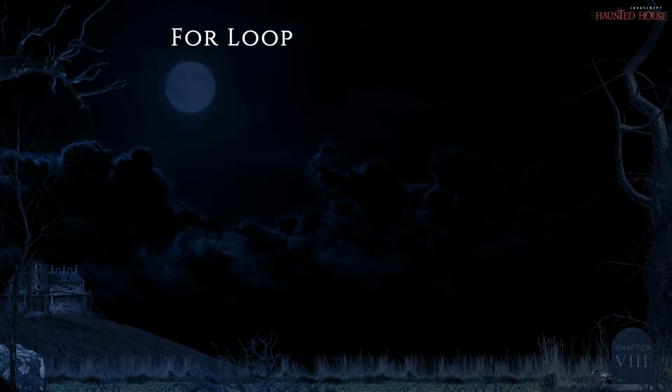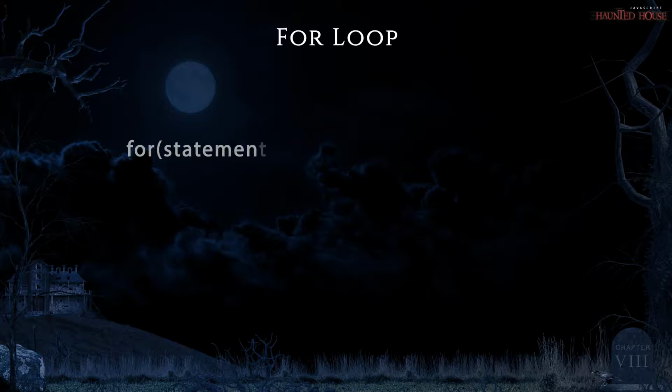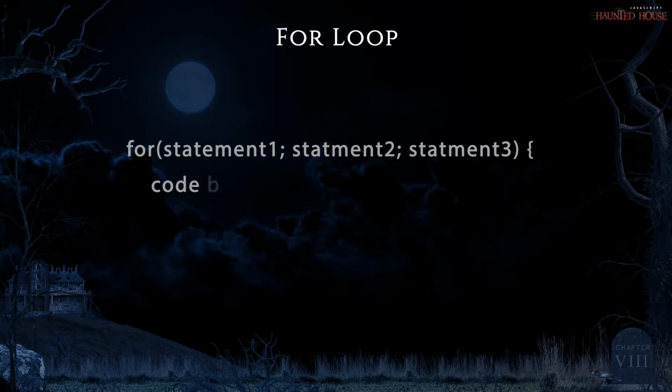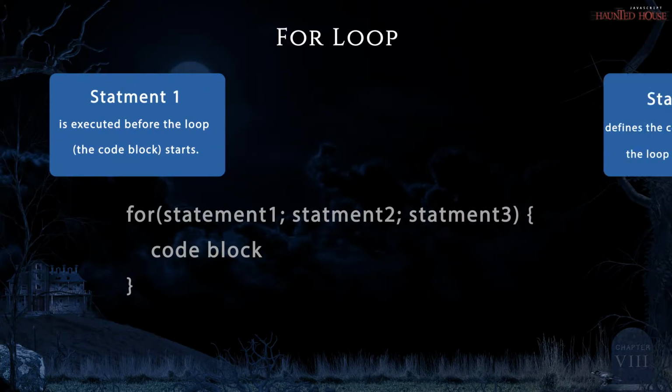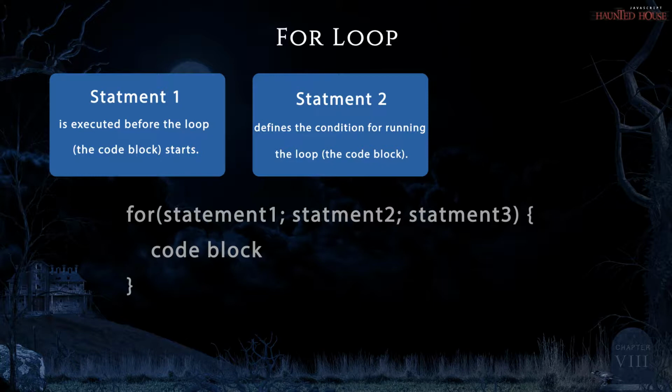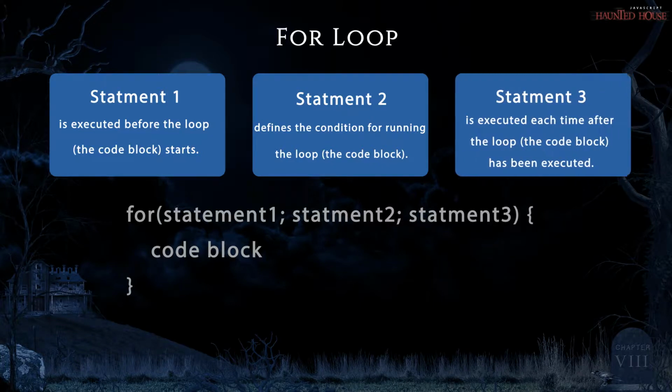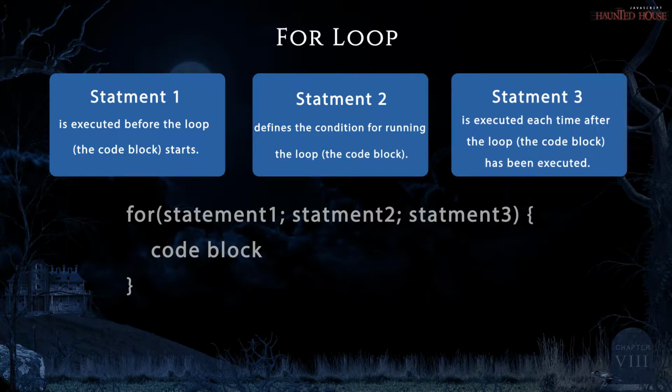Let's begin with the for loop. To create a for loop, we use the syntax for, open and close parentheses with 3 different statements inside them, and curly brackets, which indicates where the code to be executed will be. Statement 1 is executed before the loop starts. Statement 2 defines a condition to run the loop. And Statement 3 is run each time the block of code is executed.